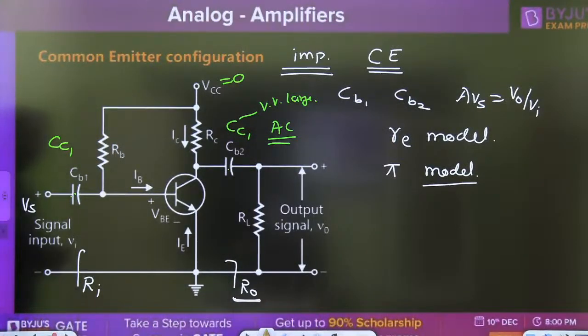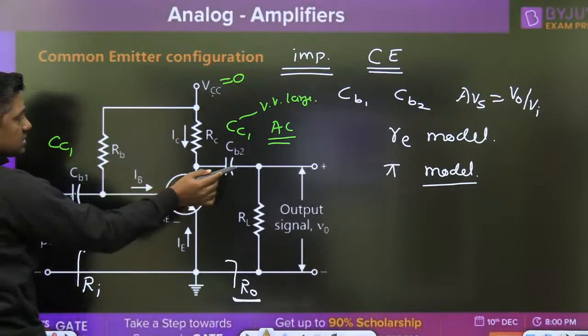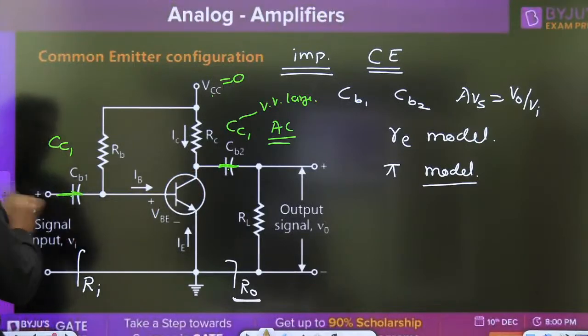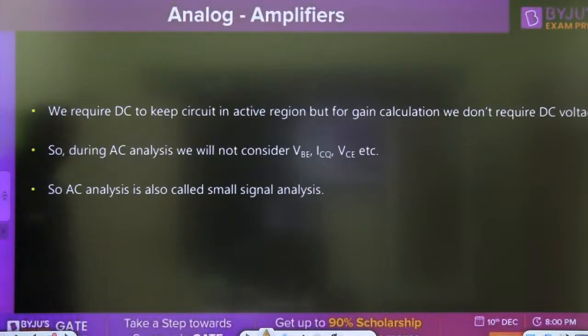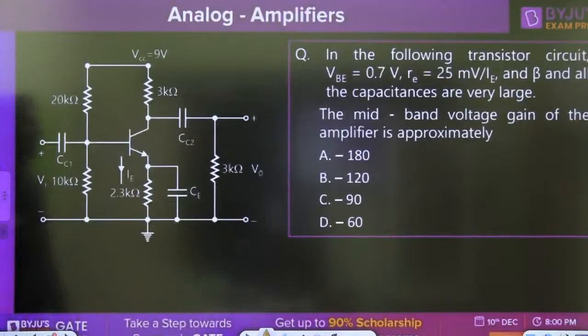Now we are using a linear model to solve all this. So first precaution, all the DC sources 0. This capacitor will act as a short circuit, this capacitor will act as a short circuit, and so on. We require DC to keep the circuit in the active region, but for the gain calculation we don't require the DC voltage. So during AC analysis we will not consider the VB, ICQ, VC, all are DC analysis. We are using the small signal. That's why it is called small signal analysis.